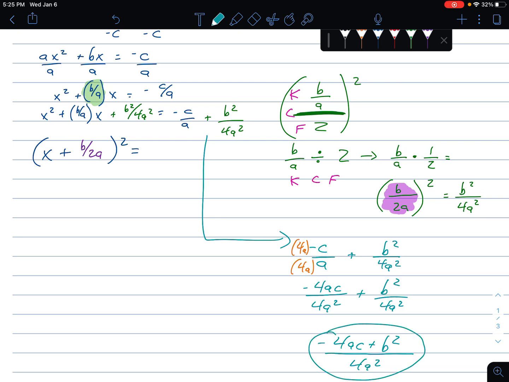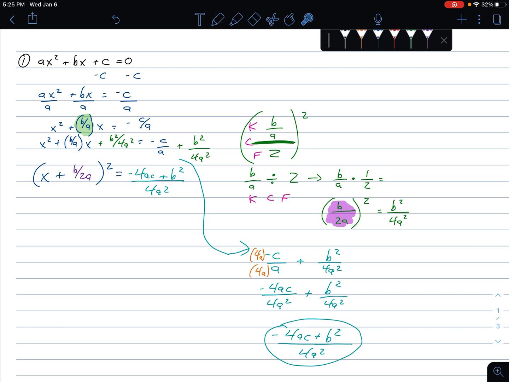So that side job was just so that I can write this. Actually, I have to move this over a little bit. Plus B squared all over 4A squared. That little side job was just to get a common denominator, just so I can write it as a single fraction, because I want it to be a single fraction. So this whole mess: taking your B, dividing it by 2, remembering that number, squaring it, you add the squared thing to both sides, and that's what you factor it to.